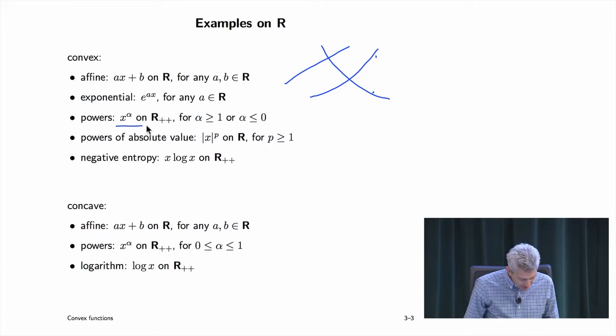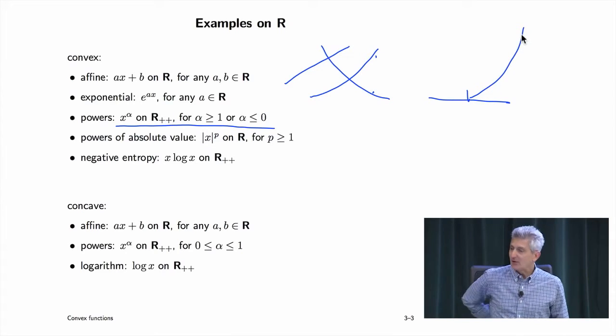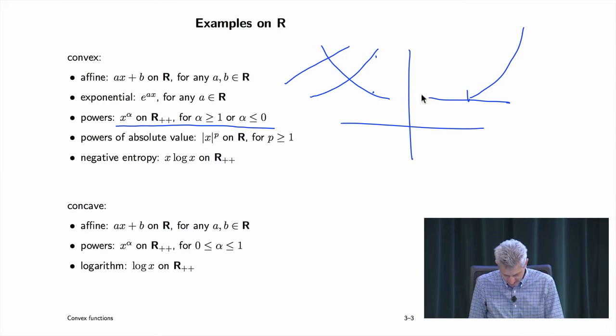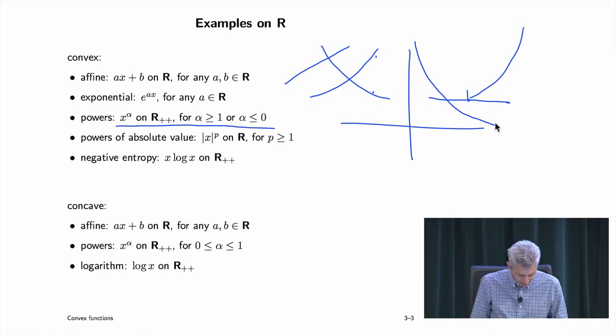Powers. Again, you can figure this out. If alpha is bigger than 1, this is on R plus. So if it's bigger than 1, that would be a power like to the 1.1 or something, or 1.5. The square, you know what that looks like. The cube, these things get more and more convex. They curve more, they have more and more curvature. But it's also true for alpha less than 0. So for example, 1 over x is going to be also convex. That looks like this.